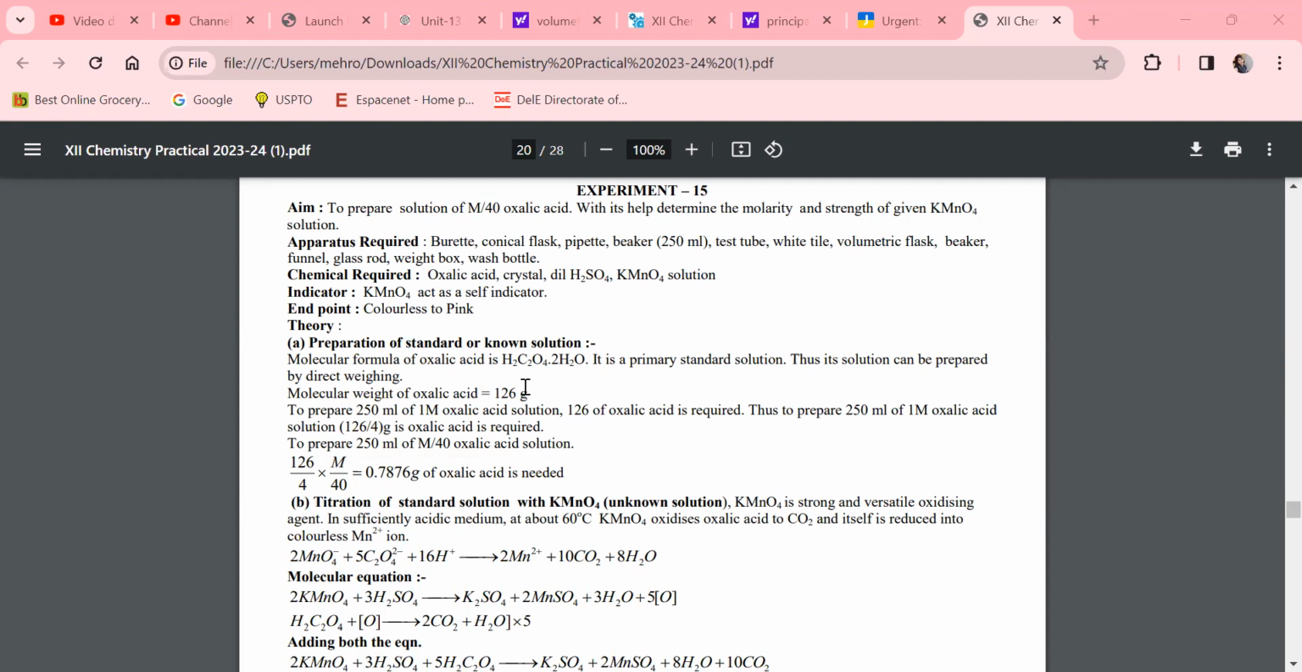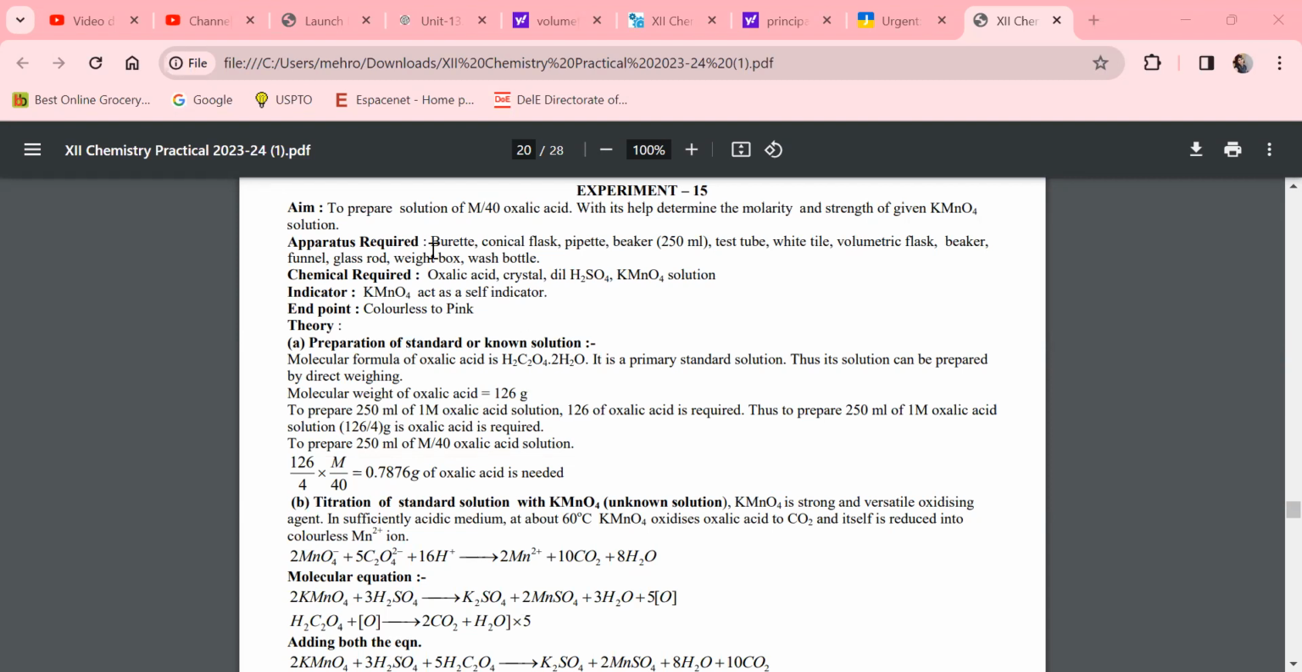Always use the conical flask for the titration, not a beaker or other apparatus. And the specific amount which you have added in the titration flask should be noted down properly. A single drop will change the color of the solution and will change the reading of the solution.